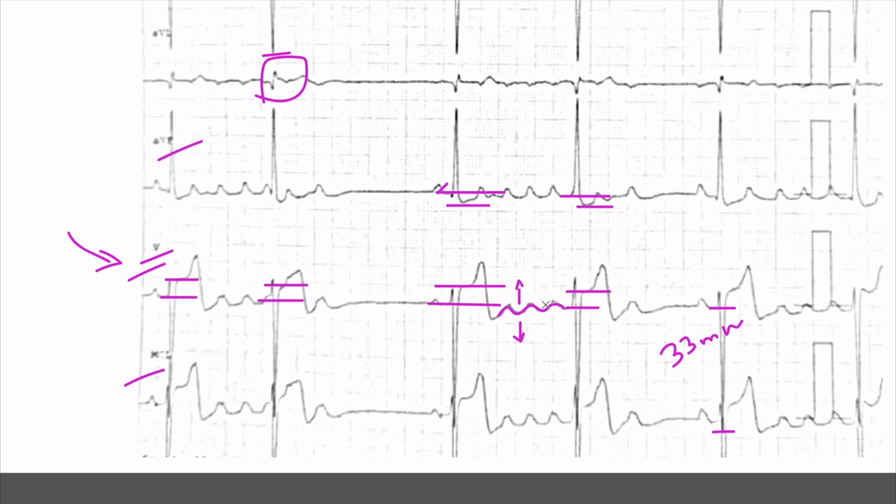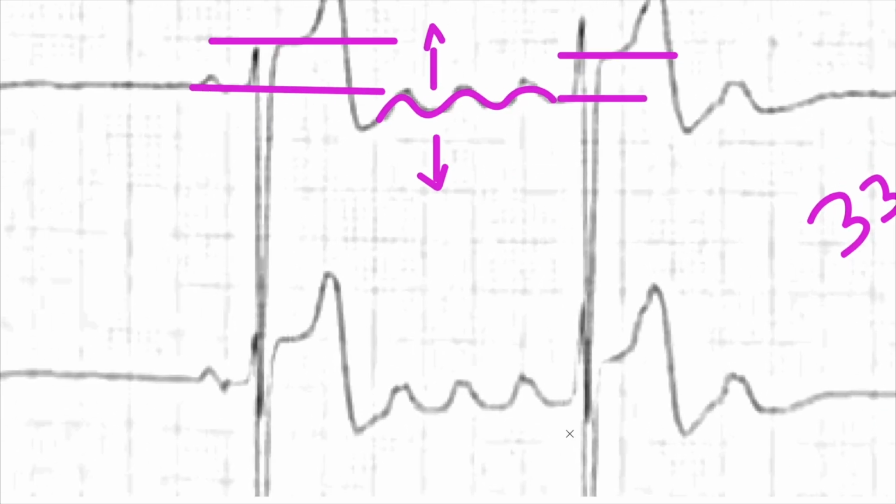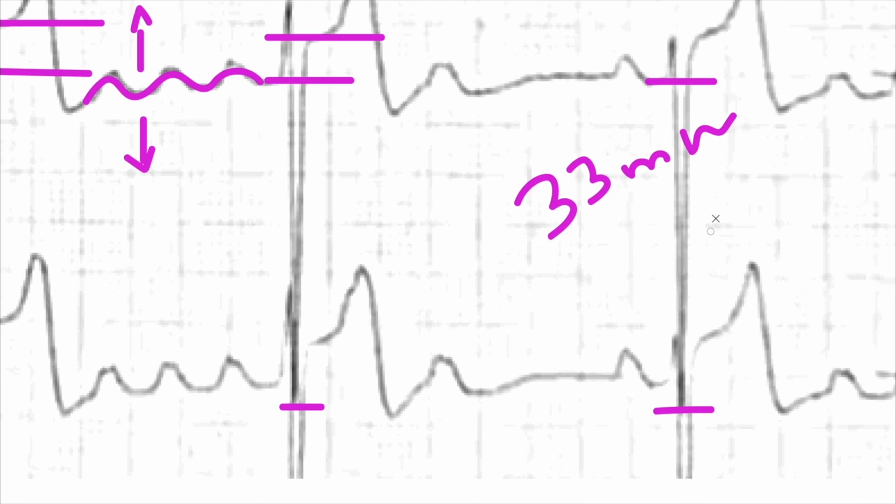For V1. And why did I go down here? See how this line right here is very, very dark, and then we have a clear S wave from the other lead. That's why I drew it from there to there.